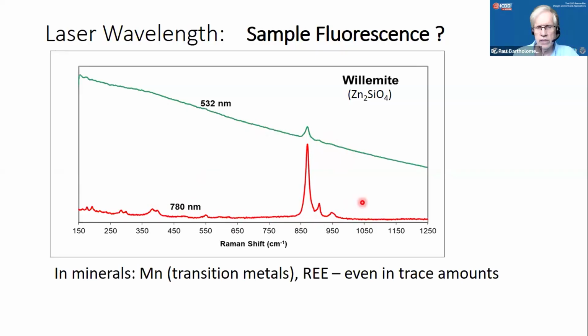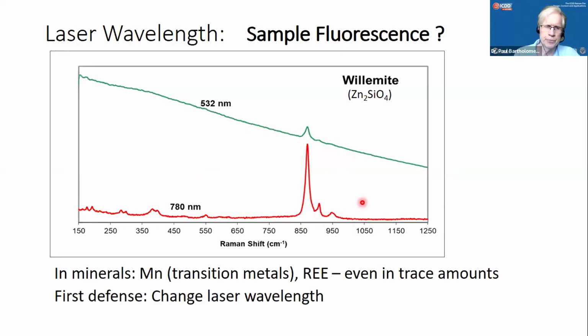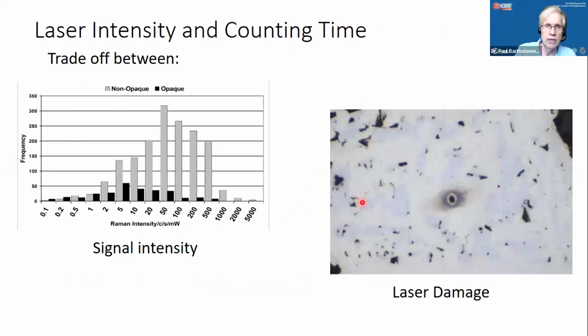What causes fluorescence in minerals? Manganese and other transition metals. The fluorescence in willemite is actually from a replacement of some of the zinc by manganese. Rare earths also very commonly. And when we run into that, our first defense is to change the laser wavelength. And so that's one of the reasons a research grade Raman instrument has more than one laser, so you can make that choice.